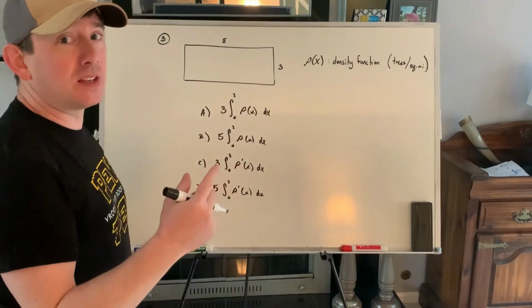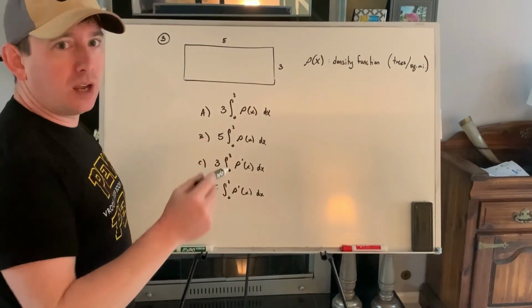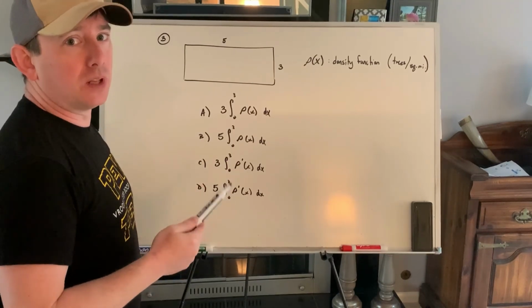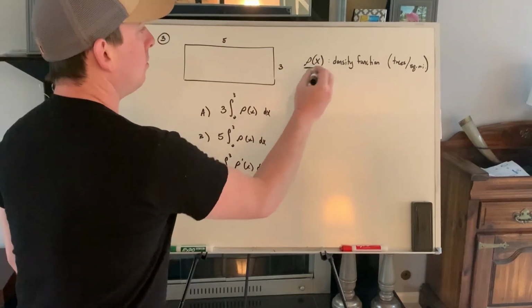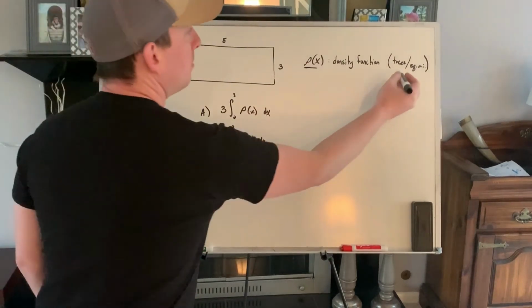Good morning, everybody. We're going to kick things off with number 3 here. This is a common style question on the AP test in the multiple choice section, although you haven't seen one like this before, but I think it's going to make sense as soon as I explain it. Rho of x is a density function. Pay attention to the units.